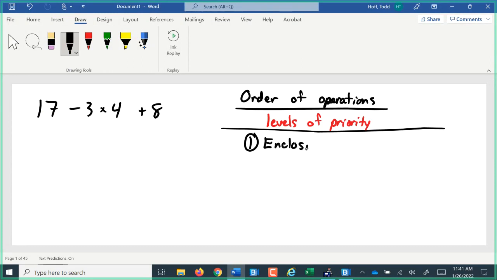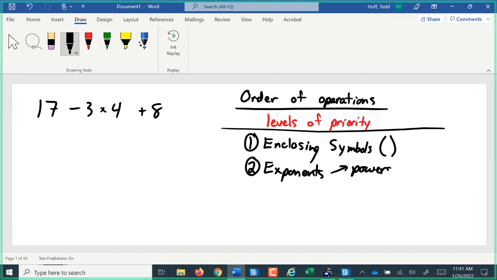something called enclosing symbol. Many of you have probably just been told parentheses, and that is definitely our most common enclosing symbol, but we will run into some others here as we go through examples. Next, we have exponents. We briefly mentioned exponents. They include powers and roots.